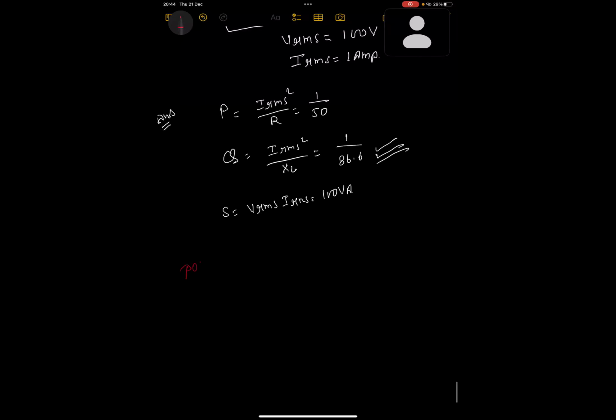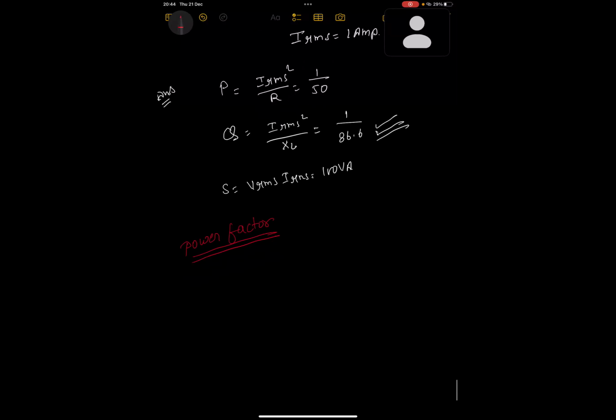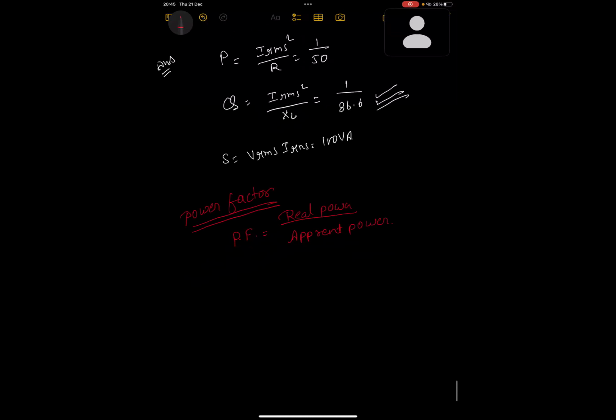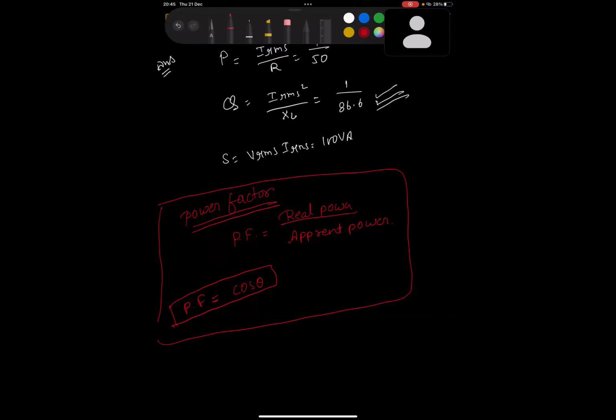Power factor. What is power factor? Power factor is real power by apparent power. Okay, means power factor is cos theta. Power factor is cos theta. Okay, this red box you have to remember. Till now, if you have any doubt, then you can ask me.